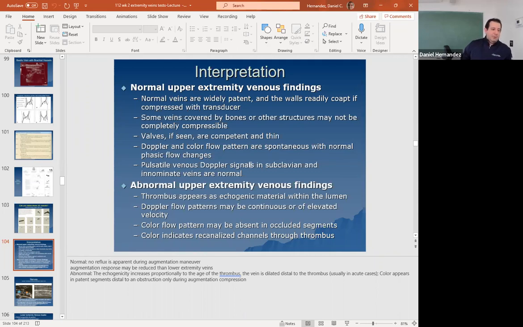Abnormal findings would be thrombus, which appears as echogenic or hypoechoic material within the lumen. Doppler flow patterns may present as continuous or of elevated velocity. Color flow patterns may be absent or partially occlusive. Color could also potentially indicate recanalized channels through thrombus.